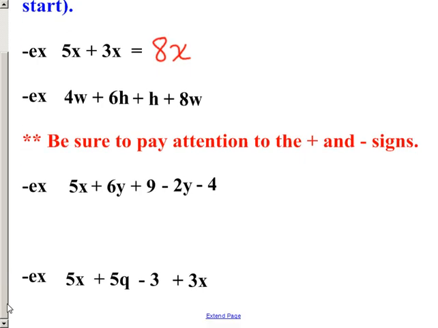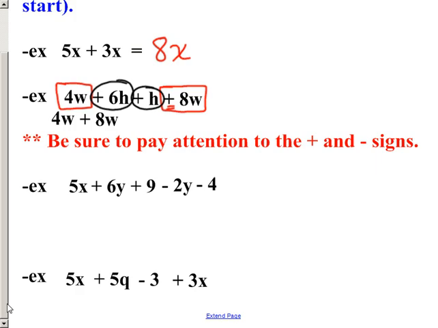4w plus 6h plus h plus 8w. This is a little more complex because we have some like terms and some that are not like. The first thing we need to do is group our like terms. So I can group 4w plus 8w. You can make a kind of code before you even start to group your like terms. Notice that the plus symbol goes with the 8w, because we have 4w and we are adding 8w's. So 4w plus 8w, and then I have plus 6h plus h.